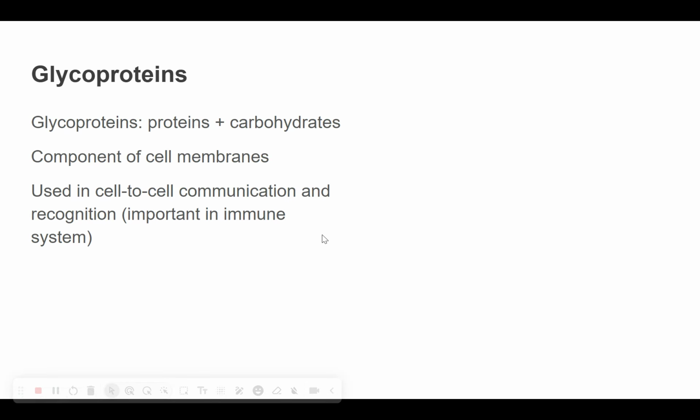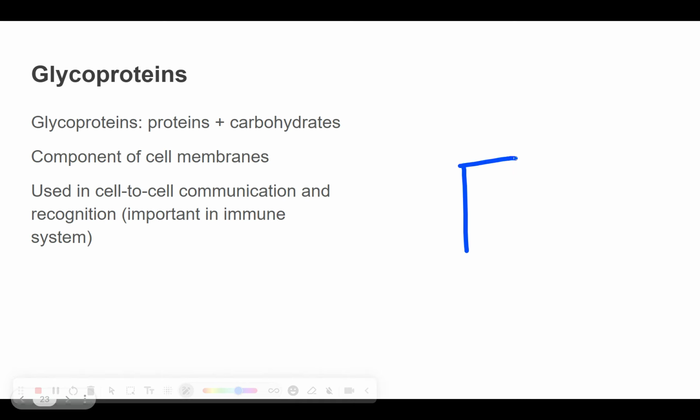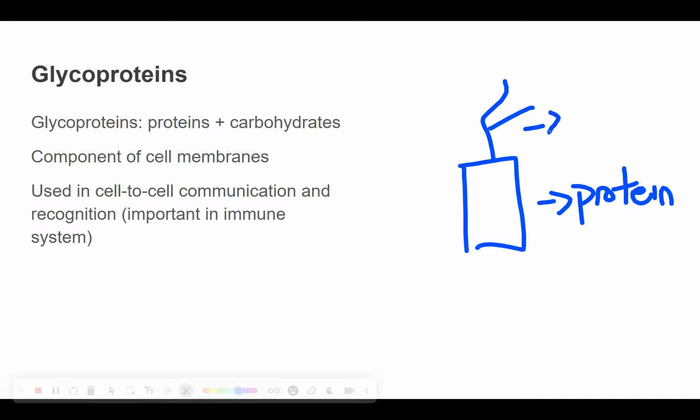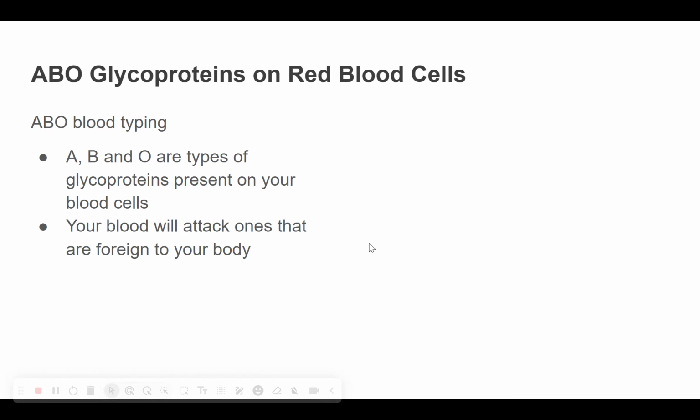So glycoproteins have a protein part and a carbohydrate part. If you were going to draw one, which can sometimes be helpful, I would draw the protein part like that and the carbohydrate part like that. Protein, carb. And since we're looking at carbohydrates, the carbohydrate part is the defining part of this molecule. They're very important in cellular membranes because they are used in cell-to-cell communication and recognition. And a really good example of this is in your blood cells. You know how people say you have type A or type O or type B blood? That has to do with the glycoproteins that are present on your red blood cells.